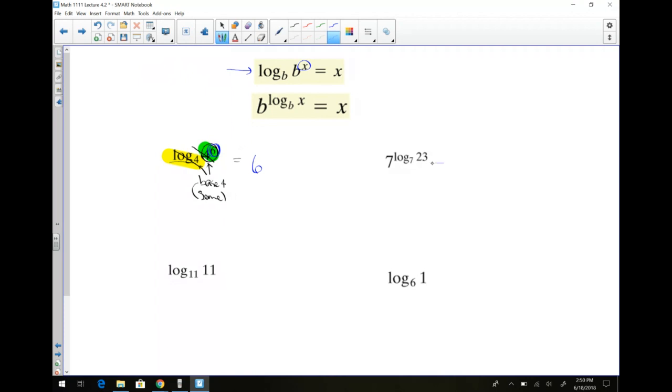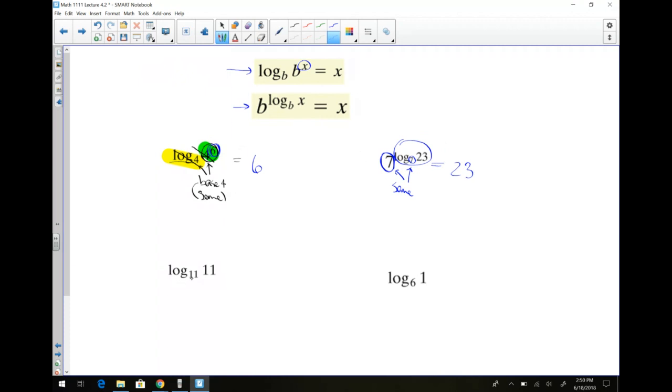This next one is in this form here. We've got this base. Here's the exponential function, and here's the logarithmic function. And notice they have the same base. So same base of 7. So what's my answer? 23.